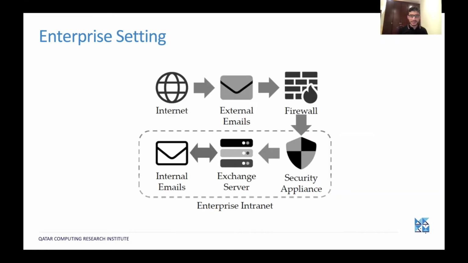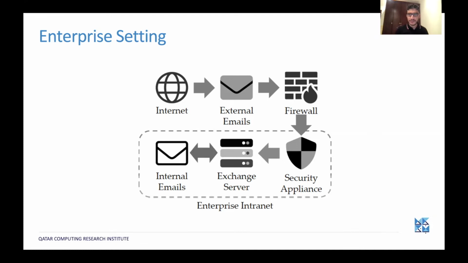This diagram shows a typical enterprise email architecture where external emails first go through a firewall and then through a security appliance, which scans these messages to determine whether they are unwanted or not, and then passes them to the Exchange server before they reach the user's inbox. And in this work, we assume that we have access to the internal server logs of the Exchange server.